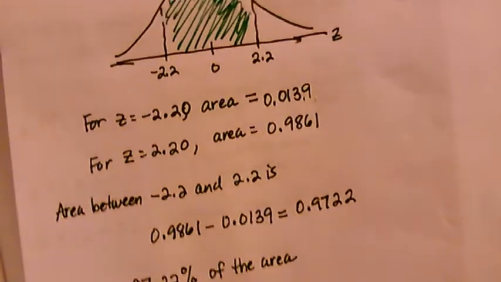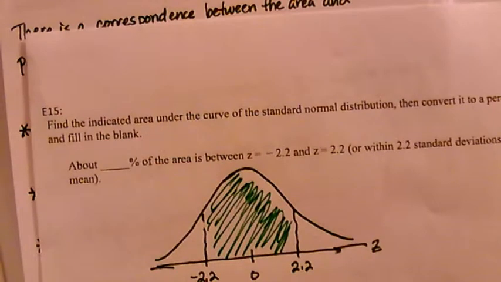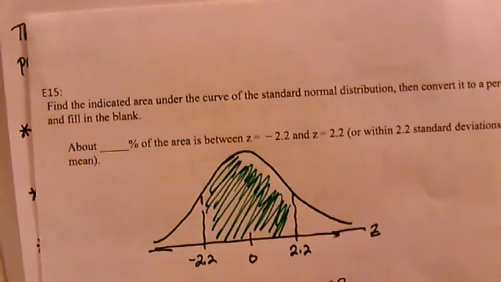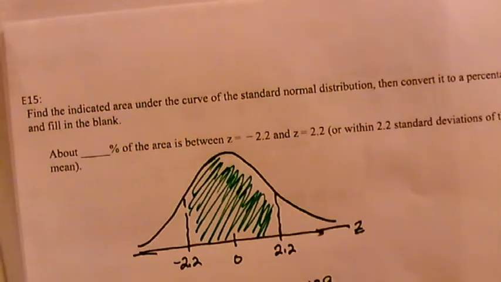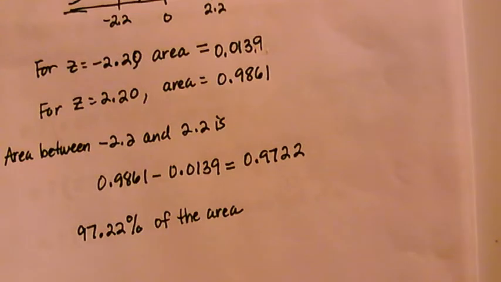So to answer the question, about 97.22% of the area is between negative 2.2 and 2.2. Or we can say 97.22% of the area is within 2.2 standard deviations of the mean.